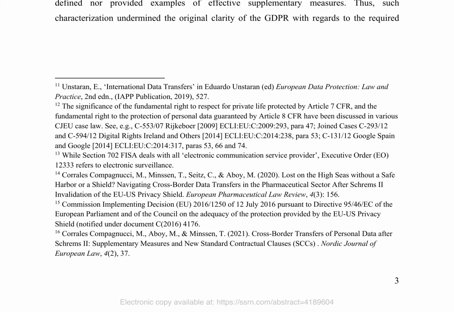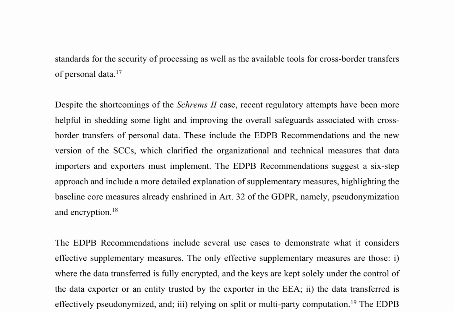The European Data Protection Board, EDPB, recommendations and the new version of the SCCs have clarified the organizational and technical measures that data importers and exporters must implement. The EDPB suggests a six-step approach, which includes a more detailed explanation of supplementary measures, such as pseudonymization and encryption, as well as specific use cases demonstrating effective supplementary measures. These include situations where data is fully encrypted with keys controlled by the data exporter or an entity trusted by the exporter in the European Economic Area, EEA, effectively pseudonymized data, and reliance on split or multi-party computation.